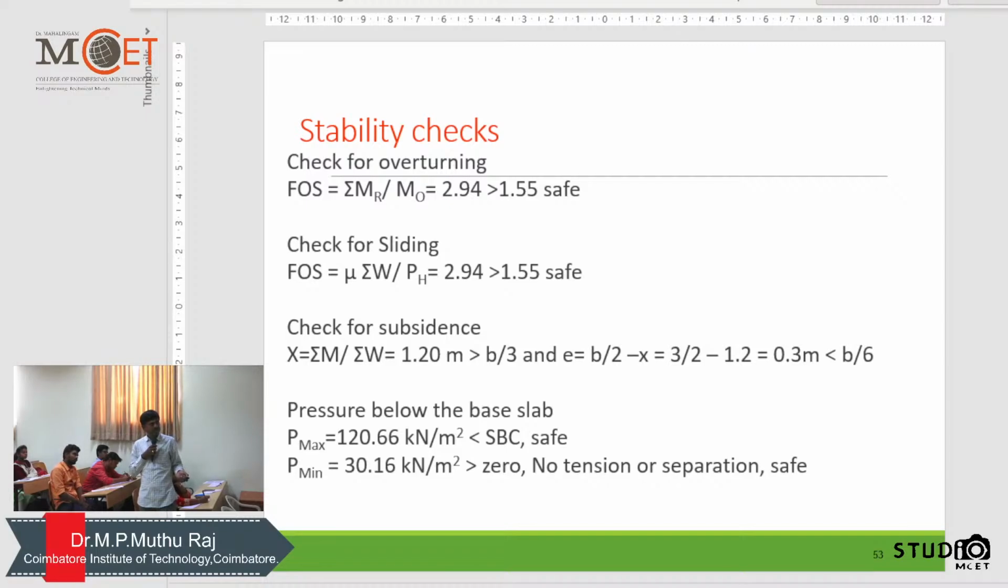You can see that the maximum pressure always has to be less than the SBC, and there is no tension on the minimum pressure. That should be more than 0. If both values are positive, both are under compression. That's the concept here.